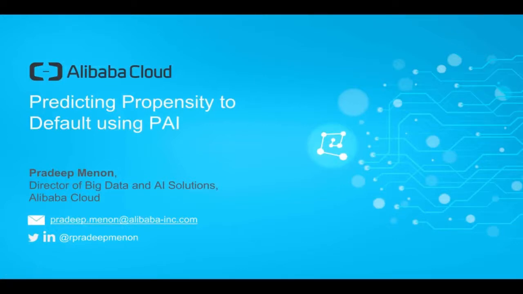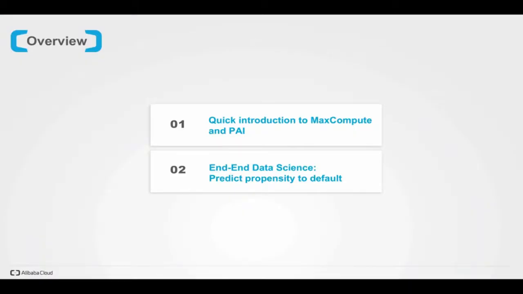My name is Pradeep and I work with Alibaba Cloud as Big Data and AI Architect. I have more than 15 years of experience in this field, and in this webinar I have a twofold agenda. First, I would like to provide a brief introduction to Alibaba Cloud's two cornerstone products, MaxCompute and PAI. And then I will showcase an end-to-end scenario where we will predict loan default propensity using PAI.